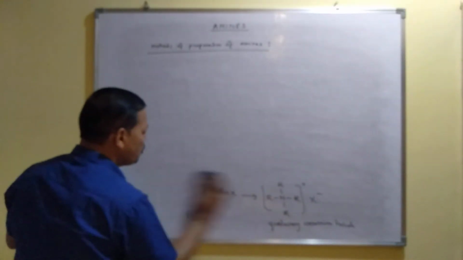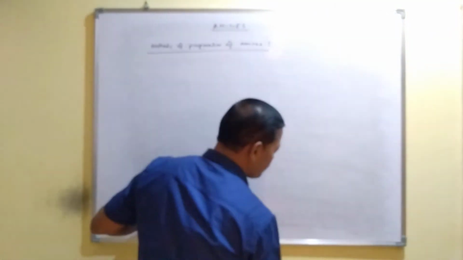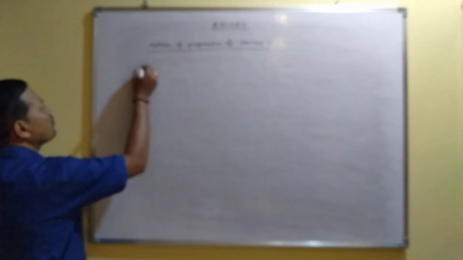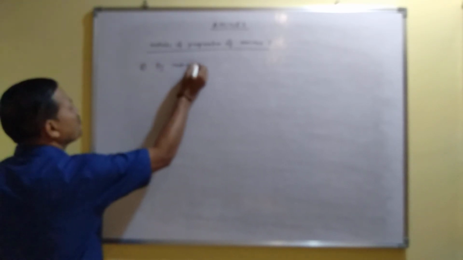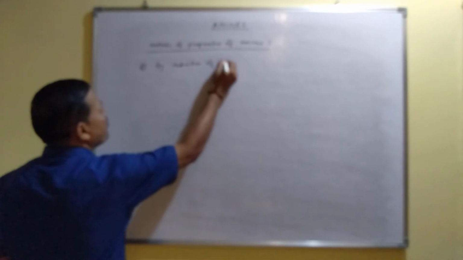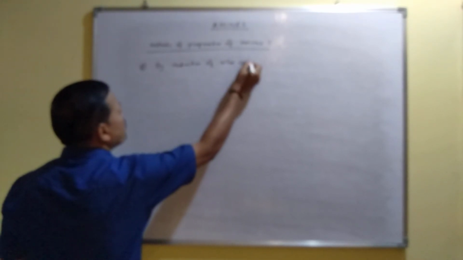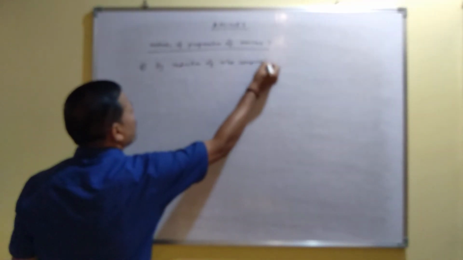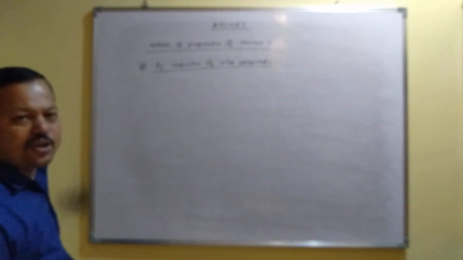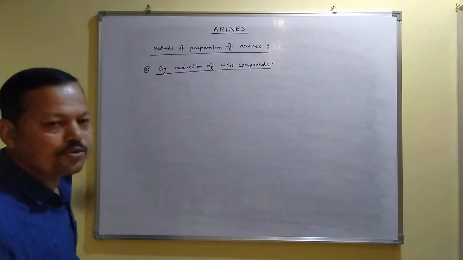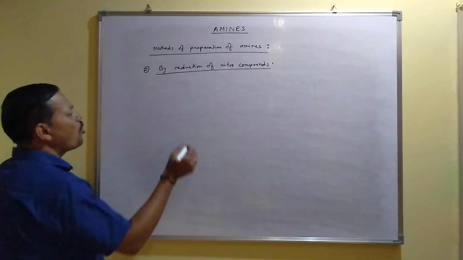Second method, number 2. By reduction of nitro compounds. Nitro means the NO2 group. When you reduce the NO2 group, the NO2 group will convert to NH2 by removing oxygen.